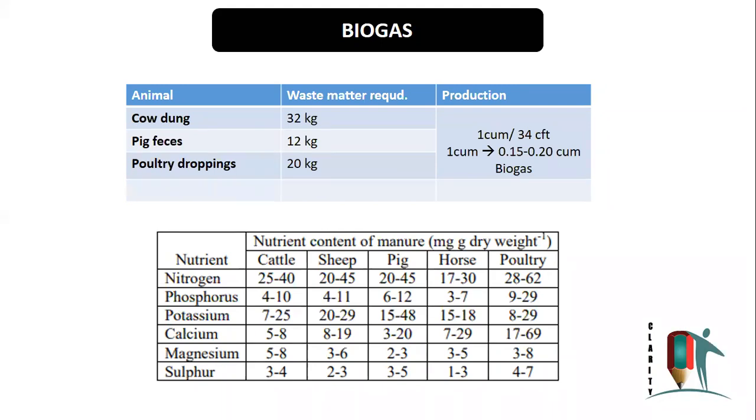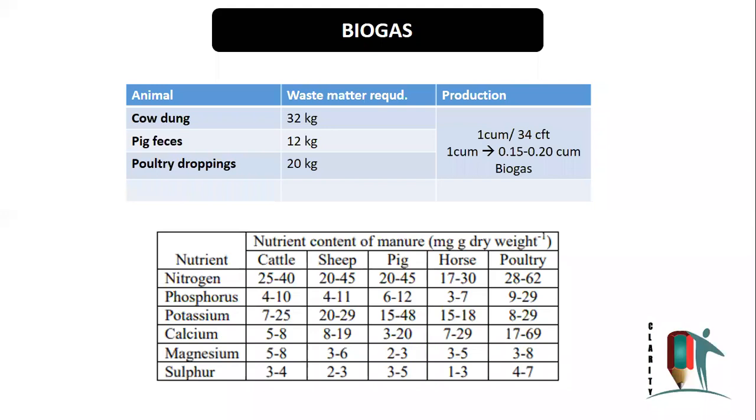Now coming to this chart, as I was telling you, you don't need to remember all these things, you just observe. Nitrogen is available in maximum quantity in which of the following fecal matters? See, poultry has the maximum nitrogen, up to 62. So if they ask which of the following fecal matters has the highest percentage of nitrogen, it will be poultry. In phosphorus also poultry is the right answer. In maximum cases, poultry has the highest nutrient percentages, right?